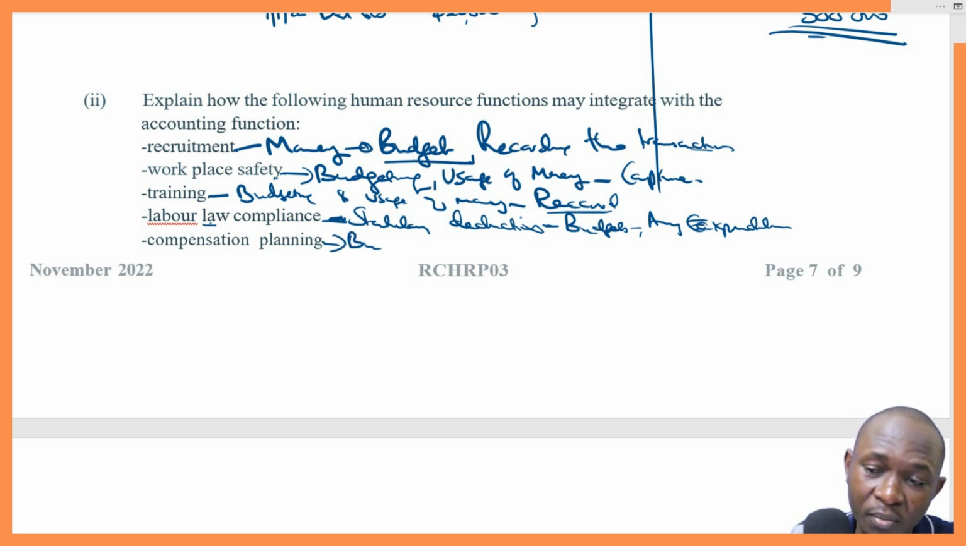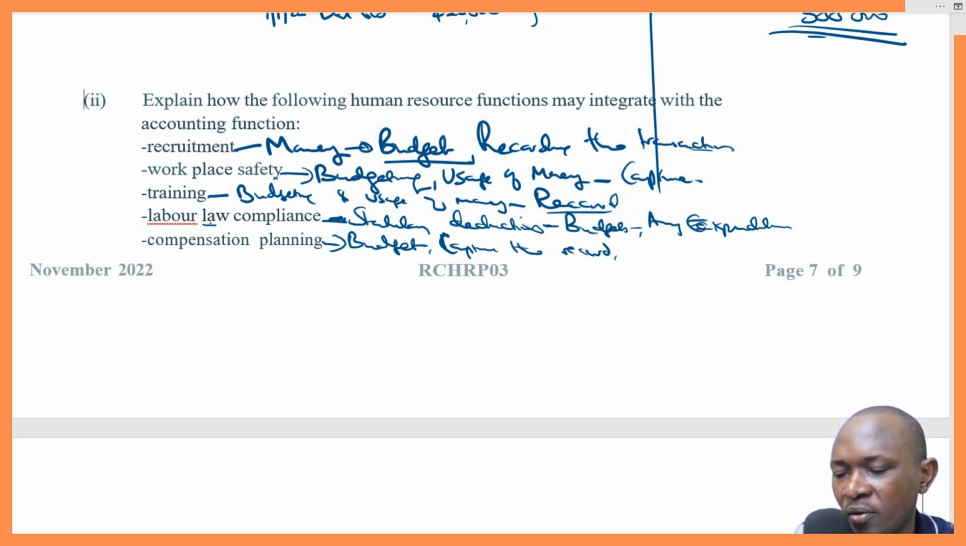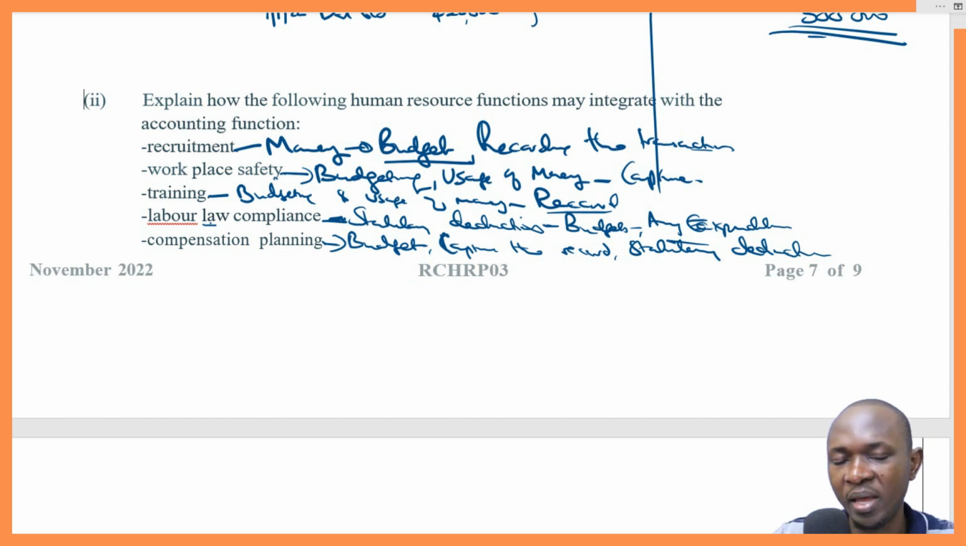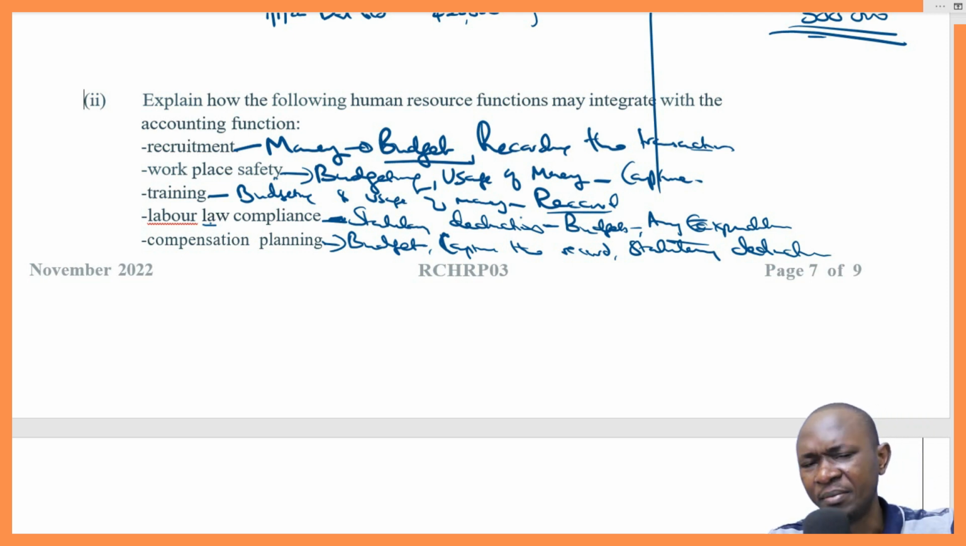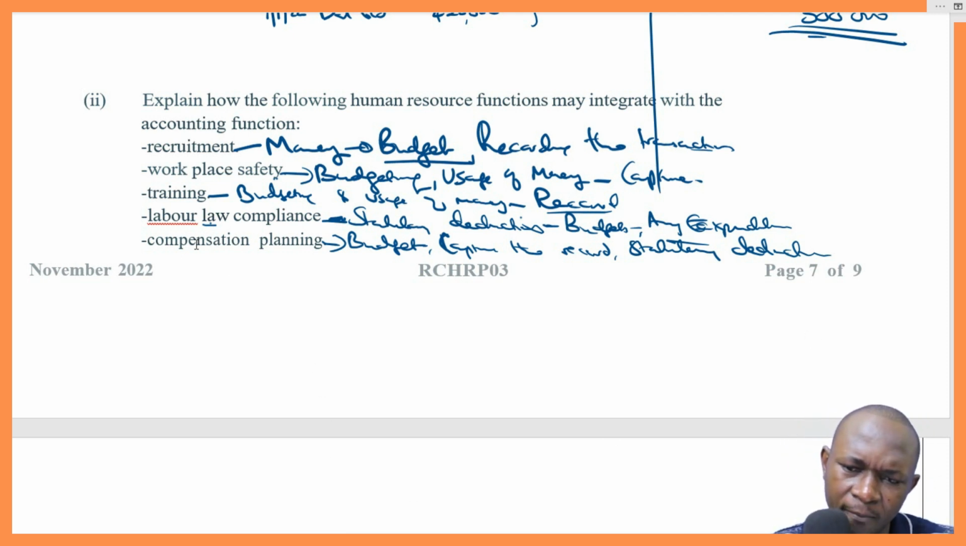Compensation planning, we must budget for compensation, how we are going to pay our staff, and when we pay them, we have to capture the records. And of course, we also have the statutory deduction coming here, which is done normally by the accountants. They are the ones who prepare these statutory deductions and remit them to the relevant authorities. So that's how it goes. All this, so long as we are talking about money, we have to budget, and we also have to capture the transactions as and when they occur.